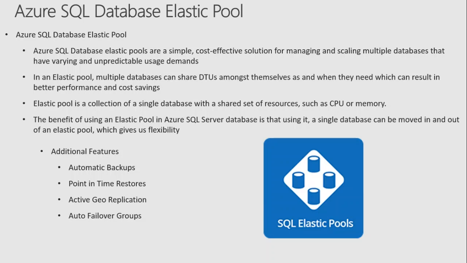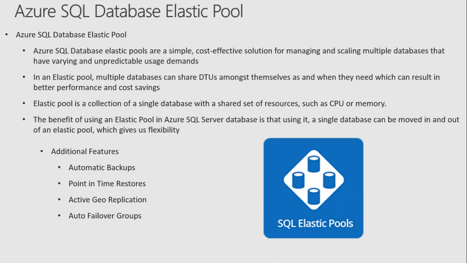But in the elastic pool, I don't need to worry about it because I have a fixed number of resources. So based on my database usage, it will automatically allocate the resources. Okay, so an elastic pool is a collection of single databases with a shared set of resources such as memory or CPU. The benefit of using an elastic pool in Azure SQL Server database is that a single database can be moved in and out of an elastic pool, which gives us the flexibility.